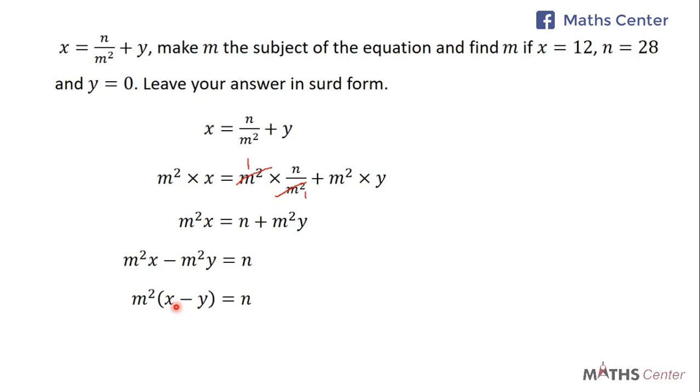M squared into bracket x minus y is equal to n. We want to make m squared stand alone. What do we do from here? As we've been doing all along, we divide through by the variable or the numbers attached to what the letter you want to make the subject. The variable you want to make the subject is m squared. What is attached to it is x minus y. So we are going to divide through by that.